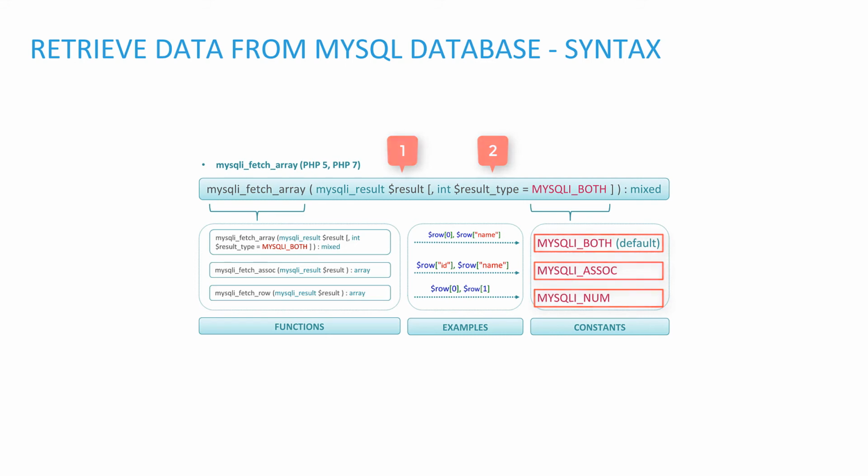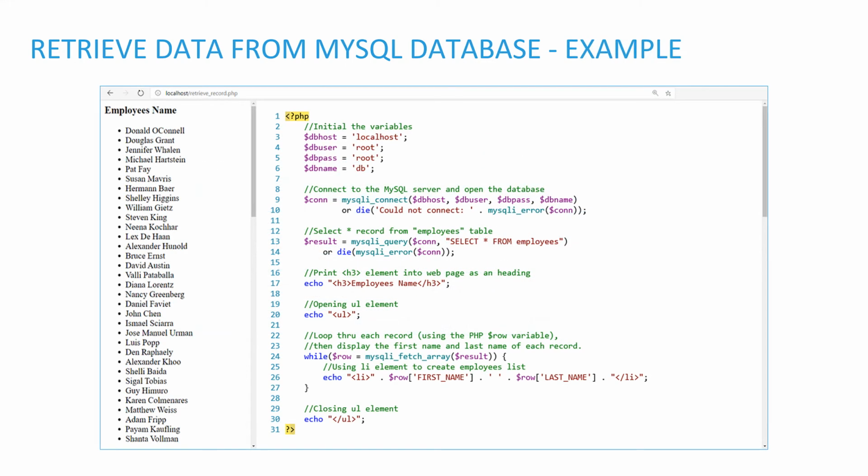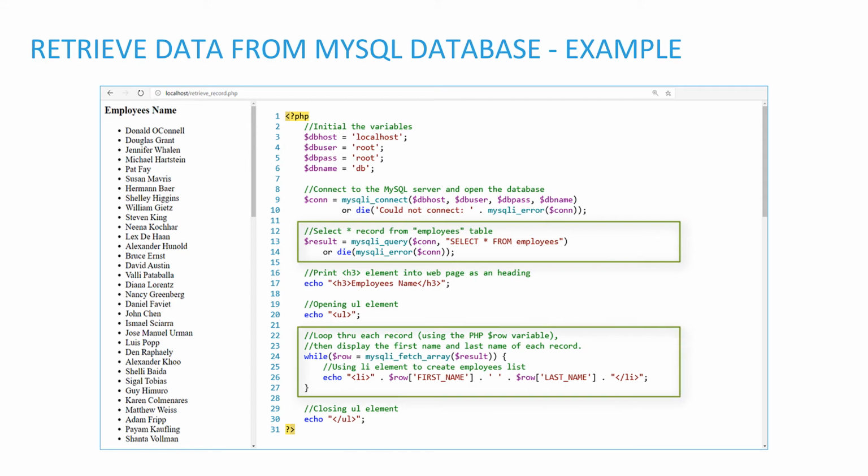This example retrieves the first name and the last name from the employees table and displays them as an ordered list in the browser. As you see, we have used the mysqli_query function for performing a select query on the employees table. Then we have used the mysqli_fetch_array function for fetching data as an associative array, and then looped through each item and printed it as a list item in the browser.